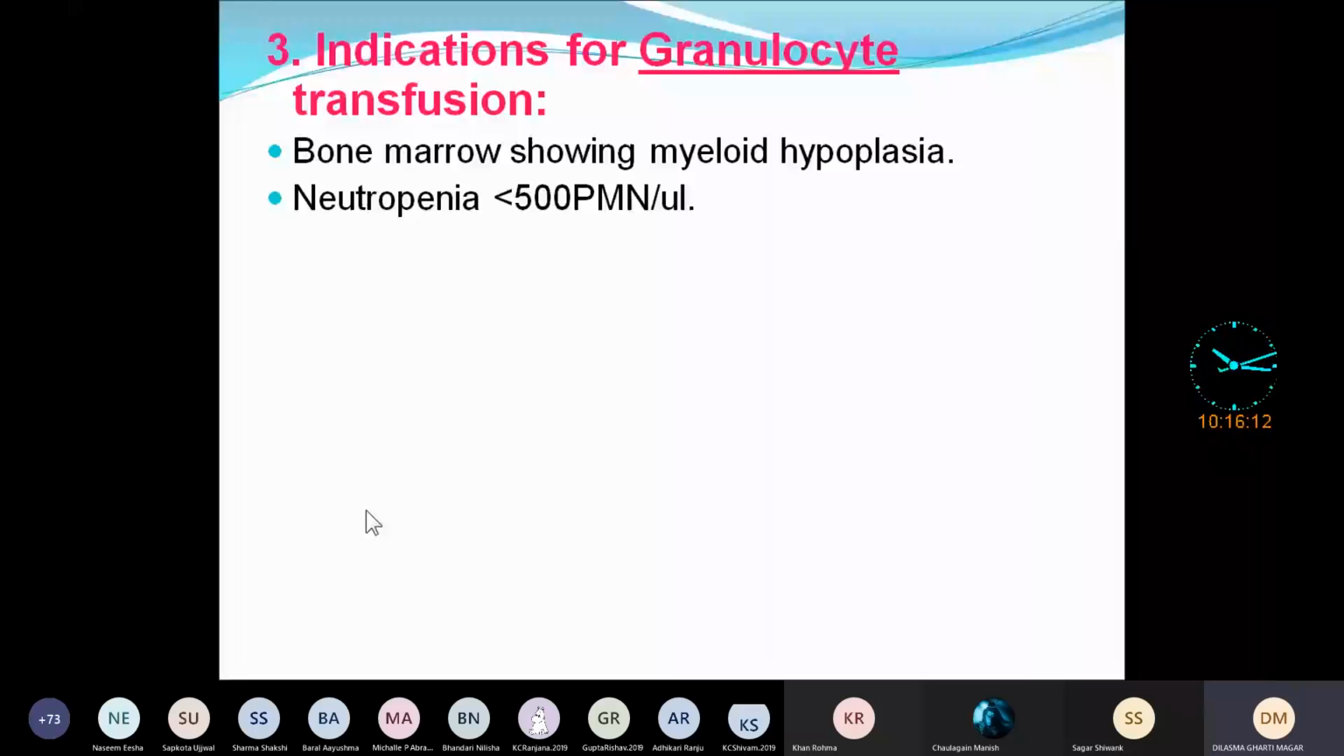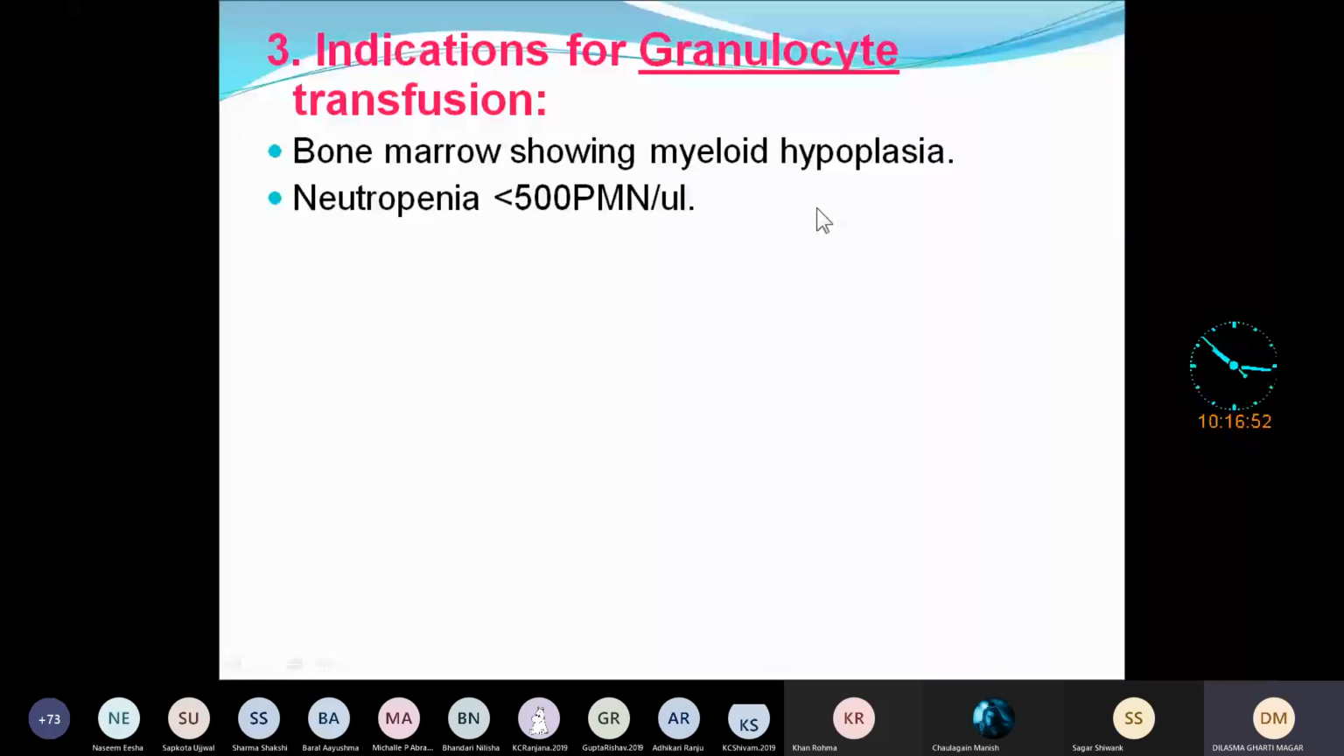So now whenever the bone marrow is showing myeloid hypoplasia, what type of cells do the myeloid cells produce? Anyone? Neutrophils, lymphocytes, all these. Isn't myeloid mainly for neutrophils? So neutrophils will be there, and eosinophils, and others also under the myeloid cells, isn't it? So whenever the bone marrow is showing myeloid hypoplasia, it means the myeloid cells are not forming. That's why we'll give the granulocyte transfusion.